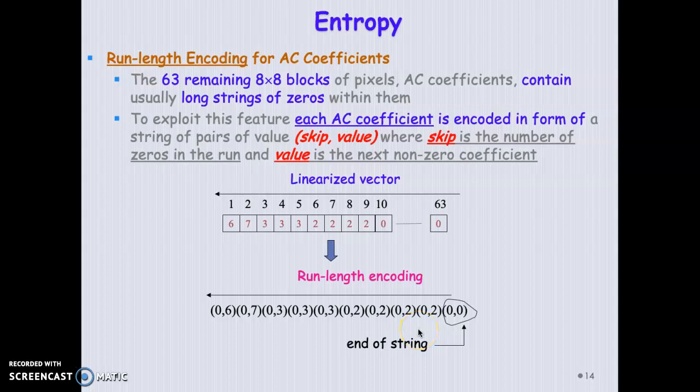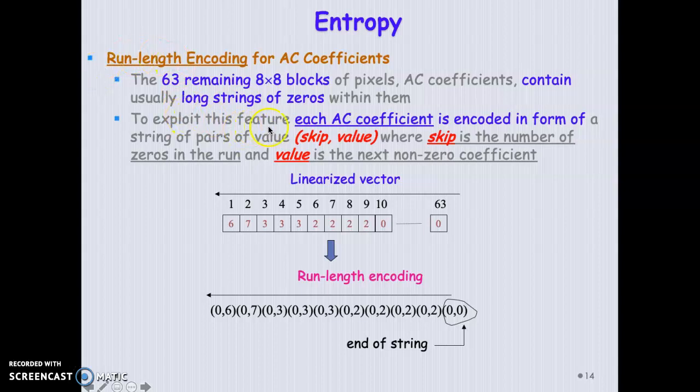Okay, still under entropy. The next one is for the AC coefficient, where we will use the RLE encoding. In each block, 63 will be remaining. This remaining is the AC coefficient, which usually contains long strings of zeros. With a long string of zeros, RLE is the best technique to be used, where you just represent it once instead of each of the string of zeros.